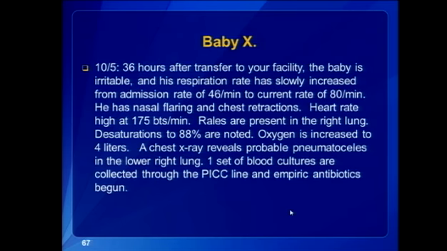On the 5th, which is specifically at 36 hours after transfer, the baby is irritable and his respiration rate has slowly increased from admission rate of 46 to the current rate of 80. It's got nasal flaring and chest retractions. It's got a high heart rate at 175 beats per minute. They note rales in the right lung and desats to 88%. Oxygen is increased to 4 liters. A chest x-ray reveals probable pneumatoceles in the lower right lung, and 1 set of the blood cultures are collected through the PICC line and empiric antibiotics are begun.